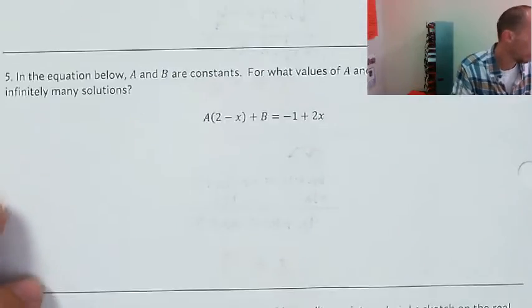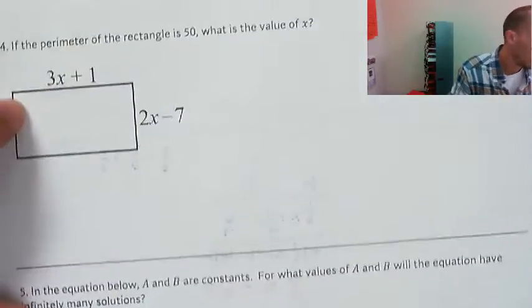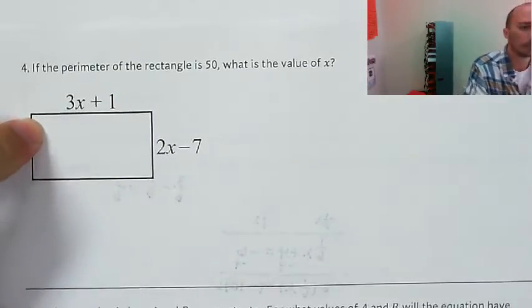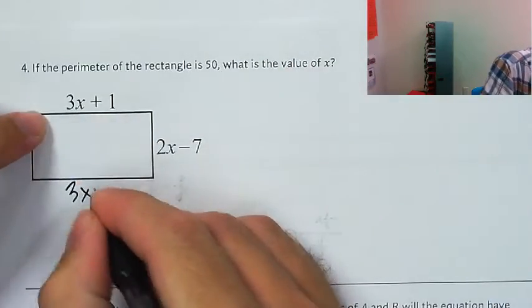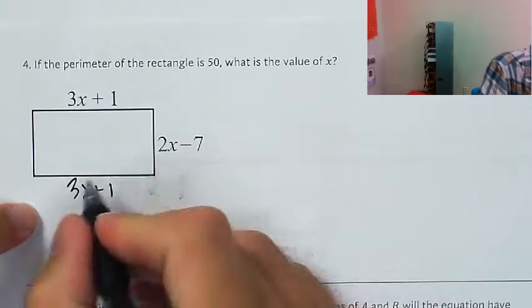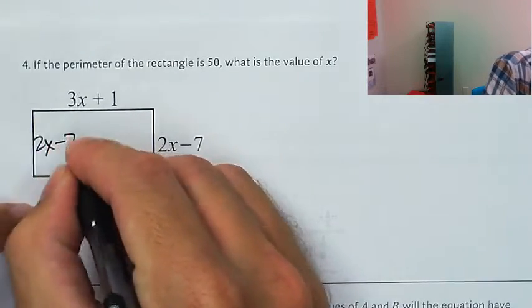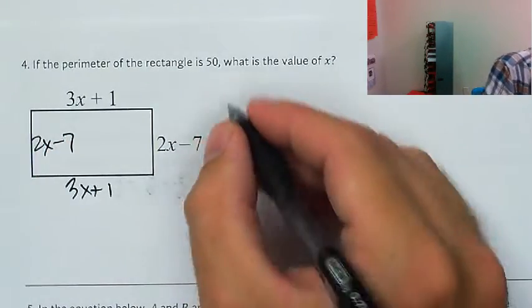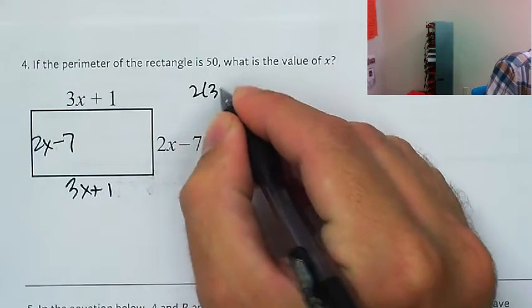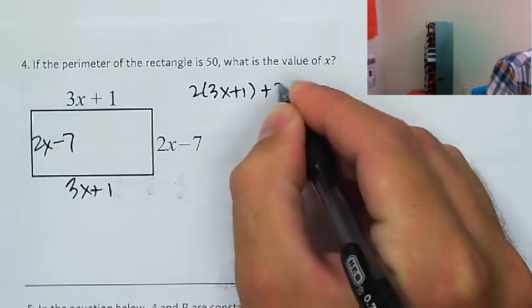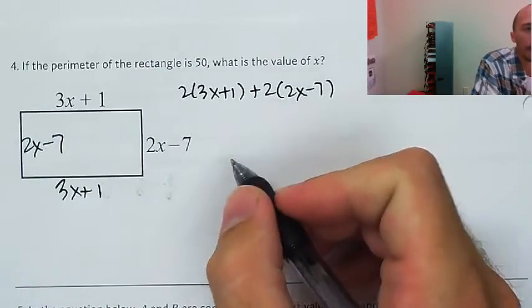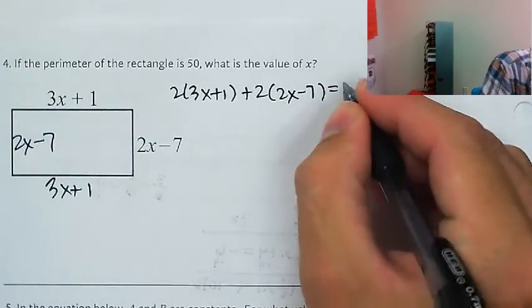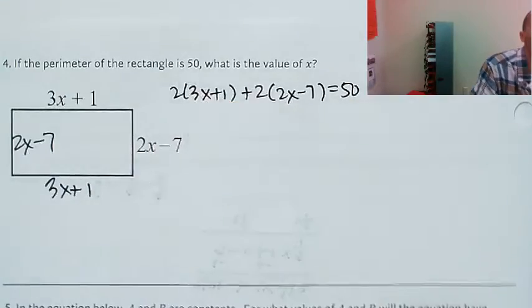Let's flip over to the back side. Okay, the perimeter of the rectangle is 50. What's the value of x? Okay, so I've got, this is also going to be 3x plus 1 because it's a rectangle, and this will also be 2x minus 7. So I know that I've got two 3x plus 1s and two 2x minus 7s, and together they all add up to 50, right, because the perimeter is 50.